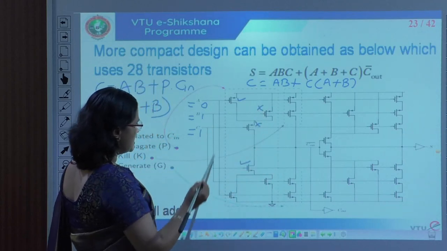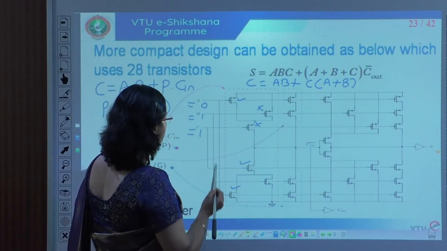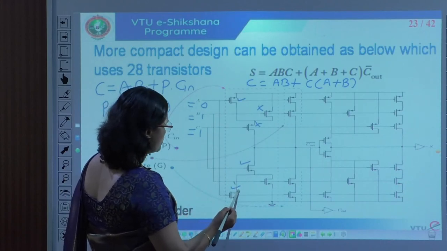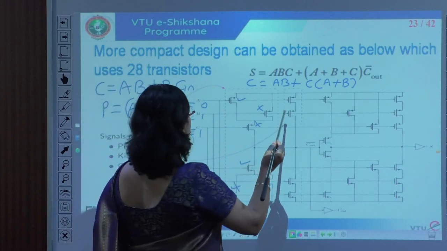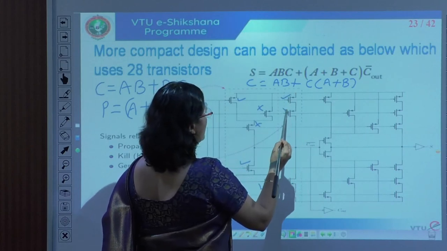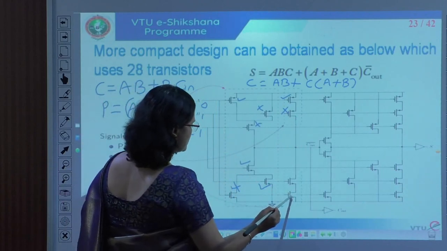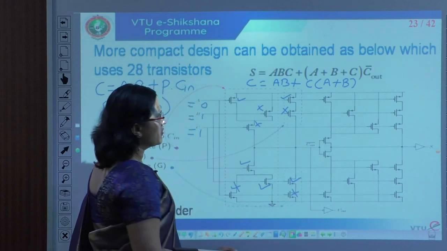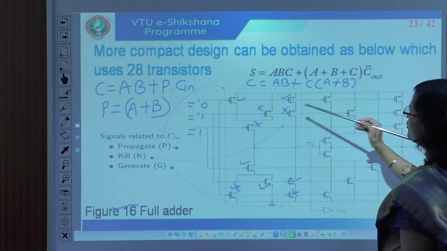And then if you see here, B is 1, so this is on. A is 0, so this is off and B is 1, this is turned on. Similarly, if you see A is 0, it is on, whereas B is 1, it is off. Here A will be 0, so this is off and this is on. We can just fill in whichever transistor is turned on or off.